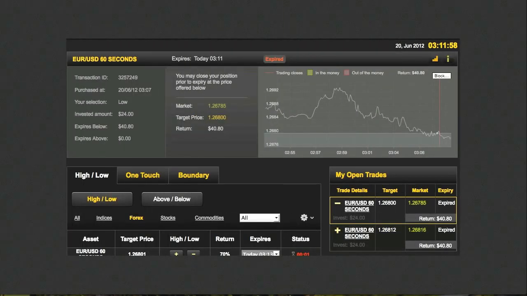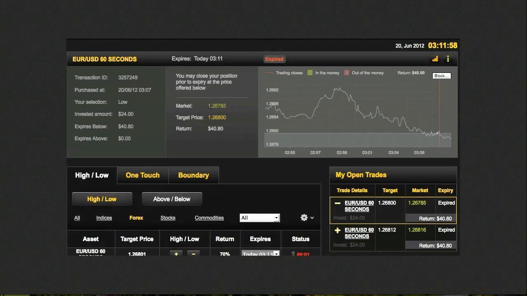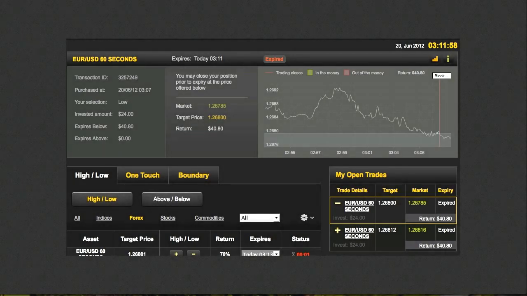My name is AJ, and today I'm going to be showing you a Euro USD 60-second option that I placed on June the 20th, 2012. It was a put option for the first trade, and it was a call option for the second trade. And I'm going to go through with you why these two trades work one after the other.